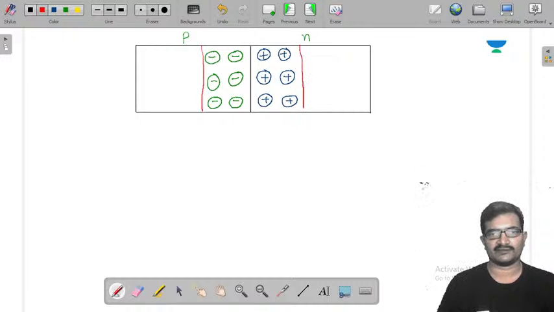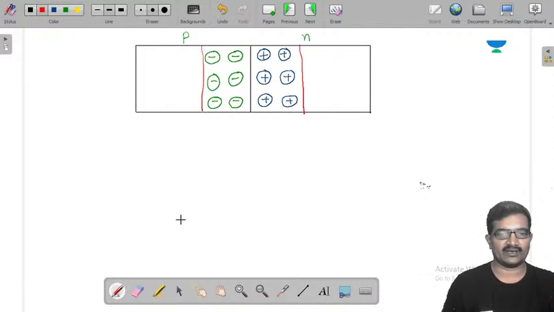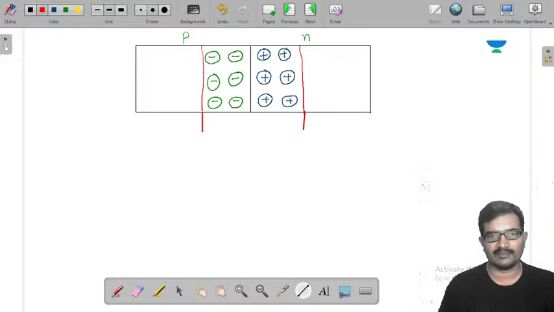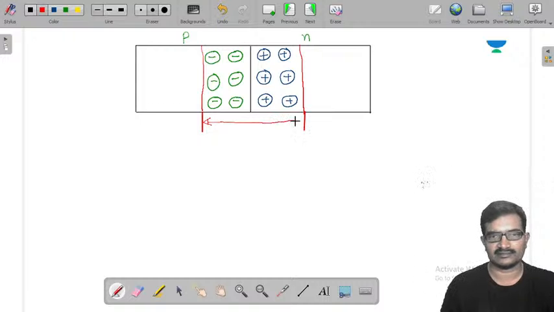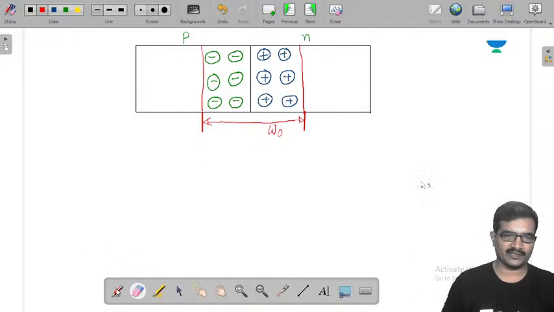This is the depletion region, and this region is similar to regular P-type material, and this region is also similar to regular N-type material. Now the width of this depletion region is W naught. That is the width of the depletion region.